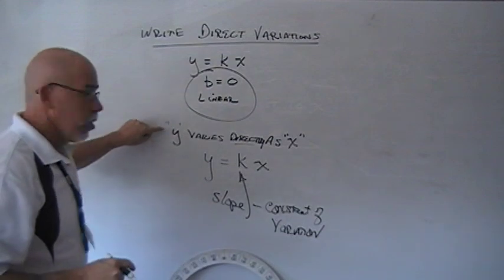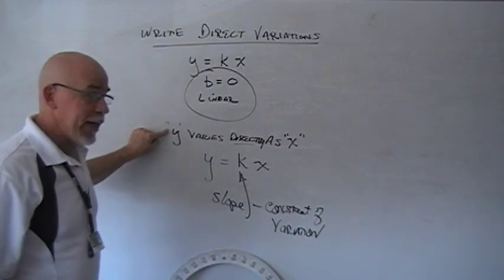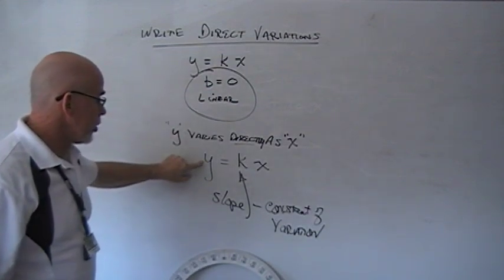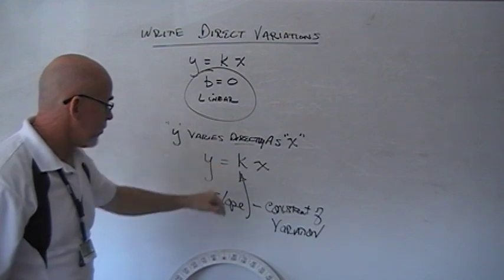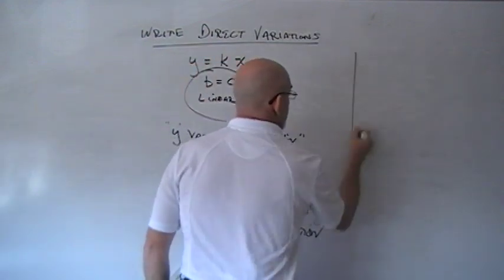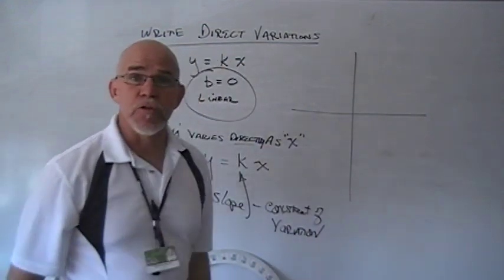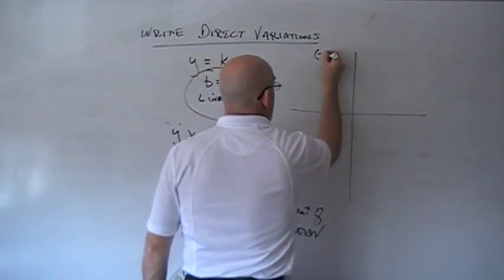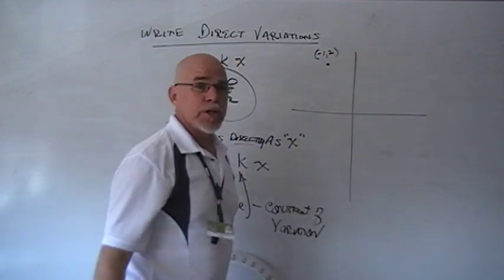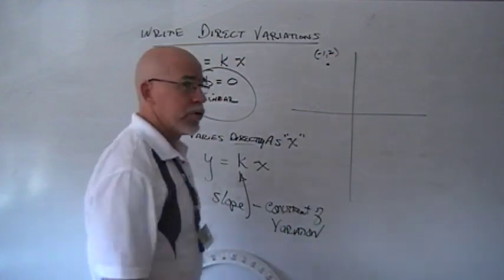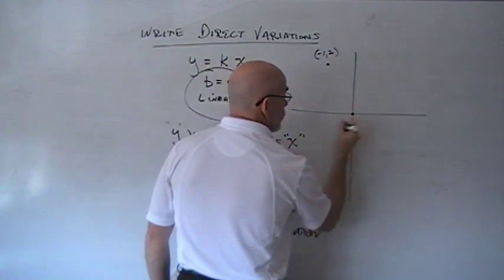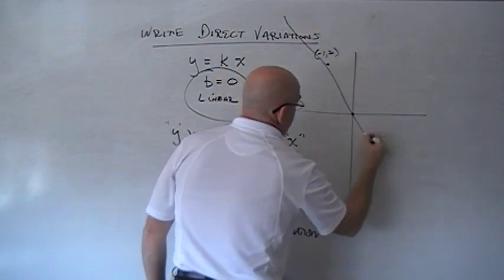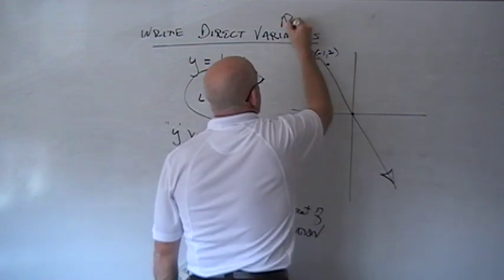But anyway, that's what we're going to be finding. So as y is varying directly to x, we know we're going to write an equation that looks like this, but how do we know to find that slope? They may give you information like this. That's a point that the line goes through. You know that b is 0, so it goes through that point. So that might be the information that they give you.